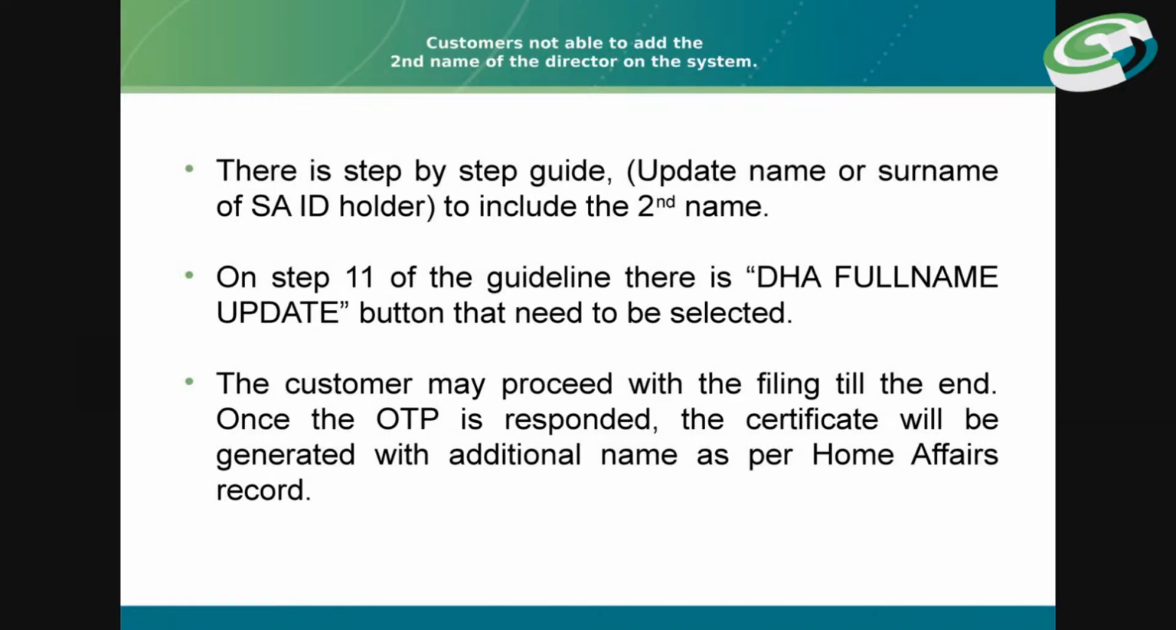So you need to proceed with the filing up until the end. And then once you are done, and you have responded to the OTP, the certificate will be generated, and it will now come with the additional name as per the record at Home Affairs. So now everything will be sorted with regard to the omission of one name.